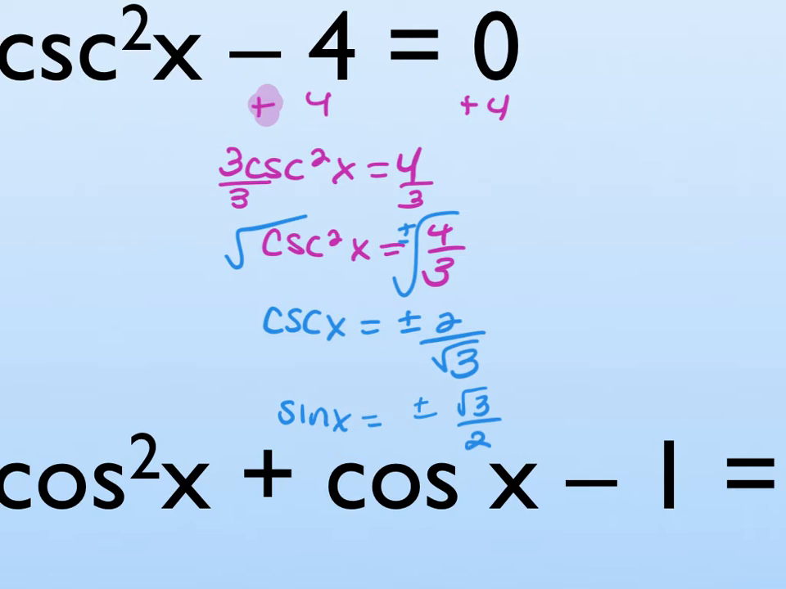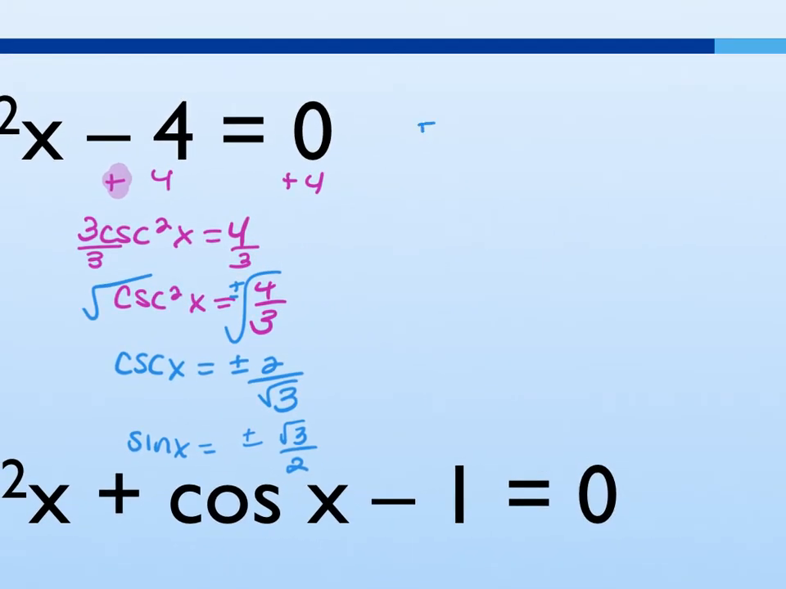So where is sine root 3 over 2? And it's a plus and minus, which means all the over what? Over 3. Good. All the over 3's. Pi over 3 plus 2n pi. 2 pi over 3 plus 2n pi. 4 pi over 3 plus 2n pi. And 5 pi over 3 plus 2n pi.